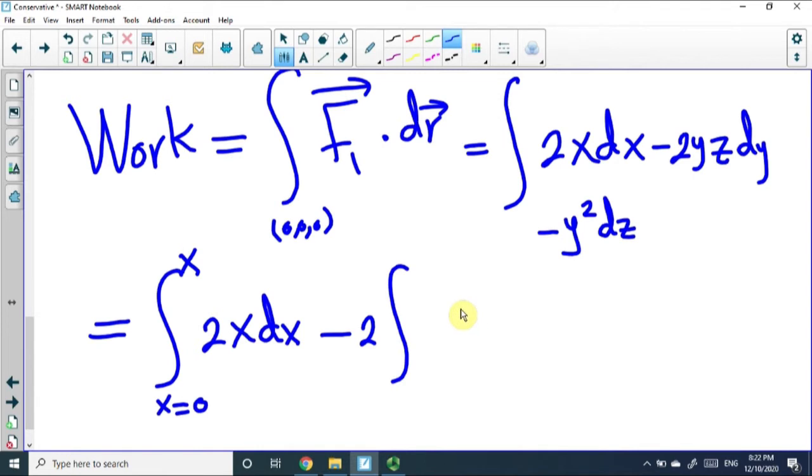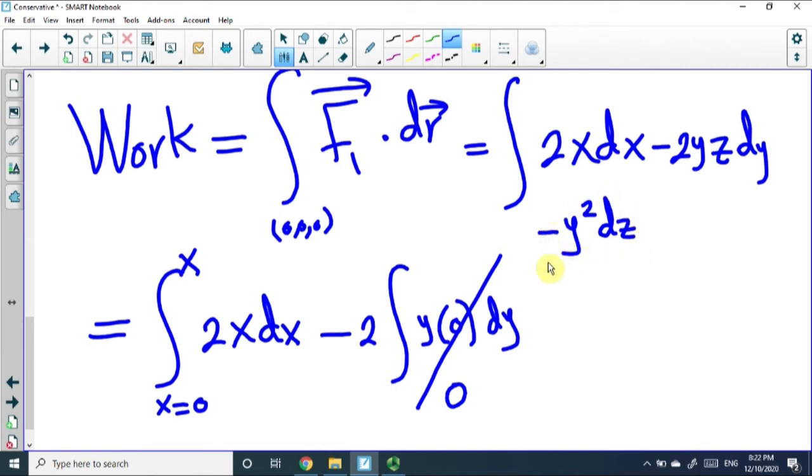Now, even though I have y as a variable, z is 0, because we are moving with constant z, which is equal to 0. So now you can see that the second integration over the second segment will not contribute.